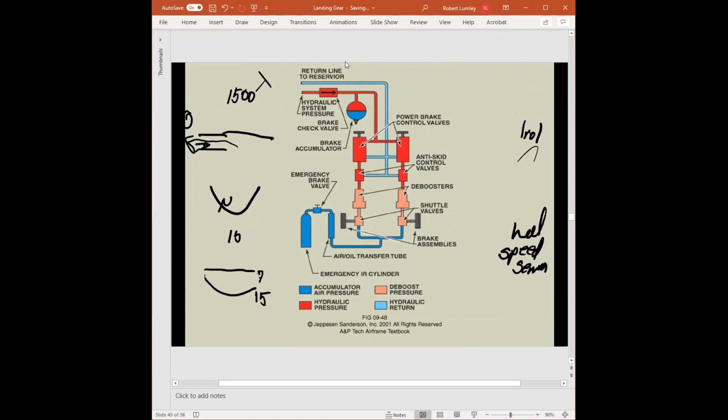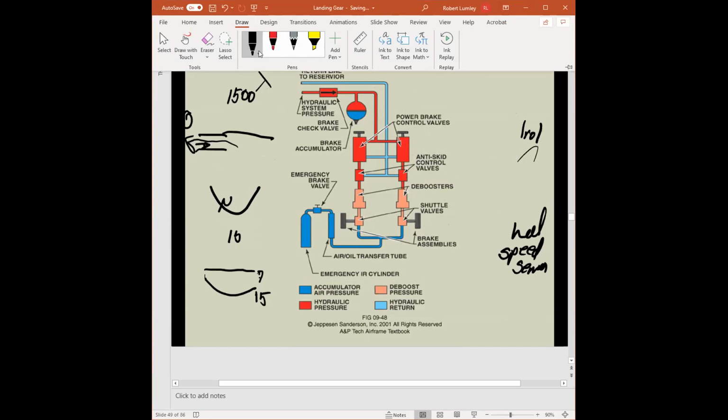All right, so when we're looking at this, here are the deboosters. We have a debooster for each of our calipers. So when we come in Monday and we're doing the brakes and such, we can walk out to the 727 and I can show you the deboosters. I can show you the anti-skid control valves, the shuttle valves and such. But they're right on the landing gear. Are we good there?